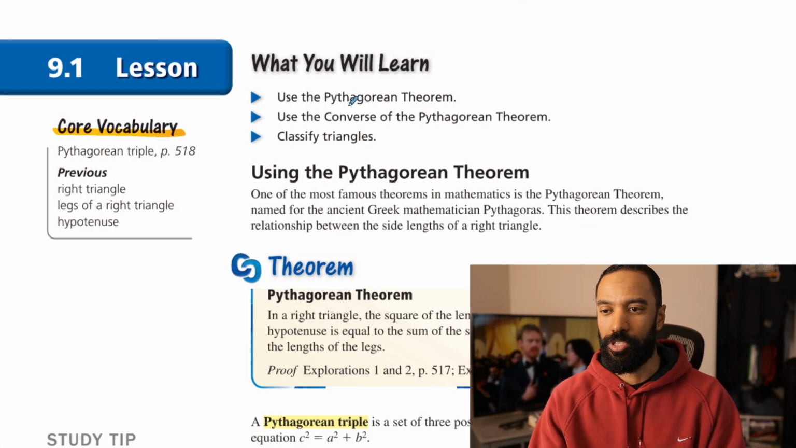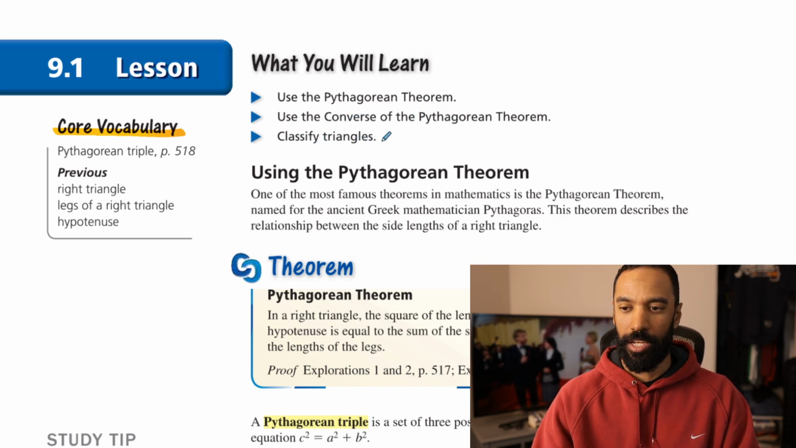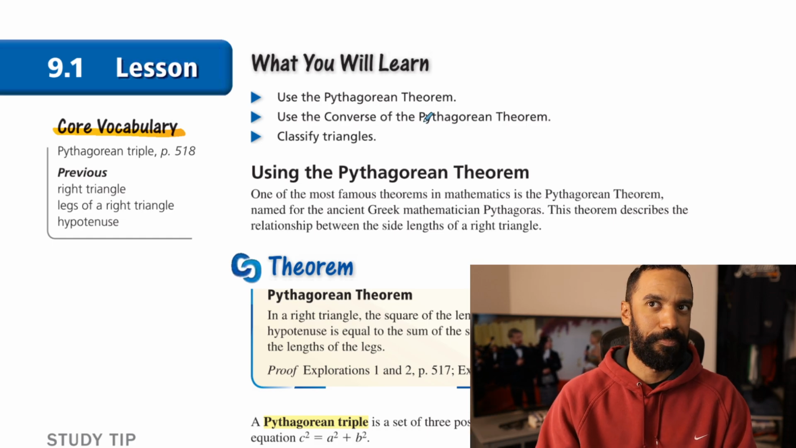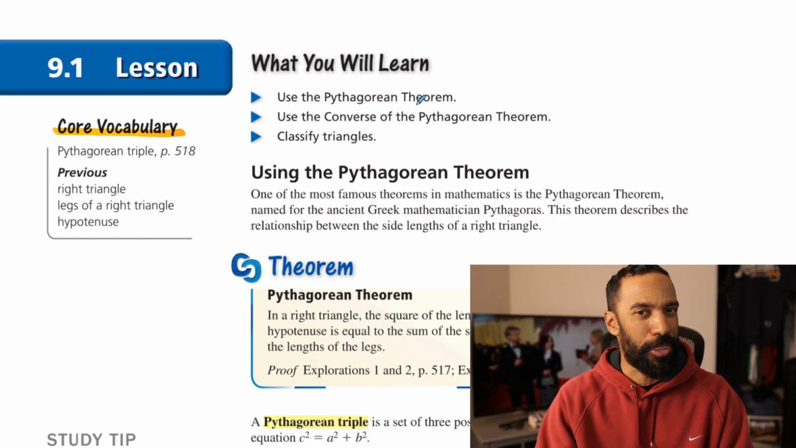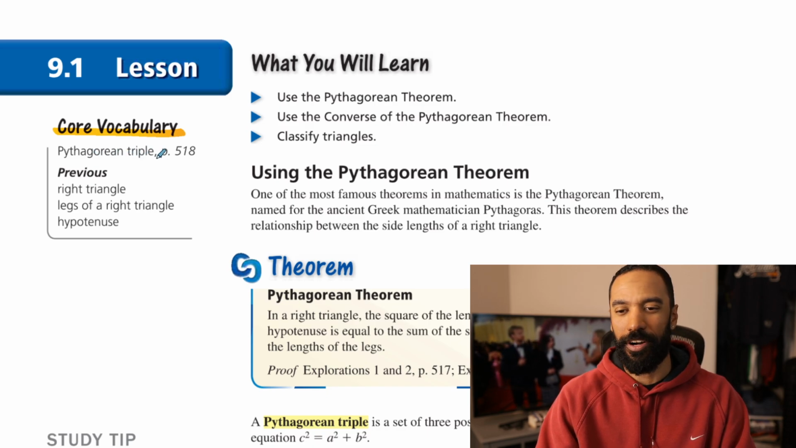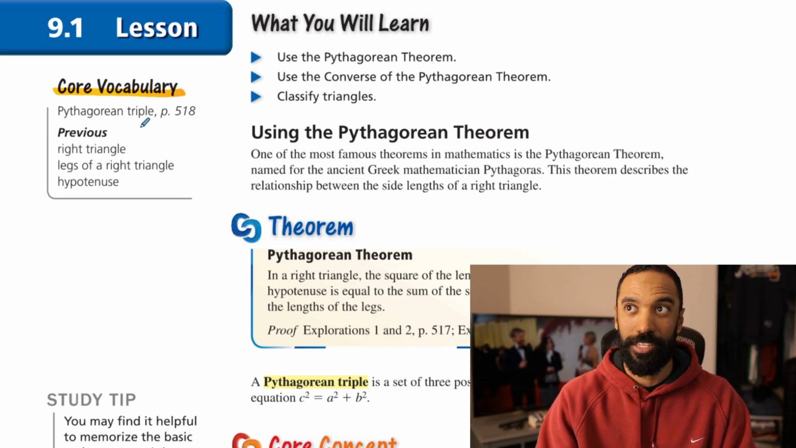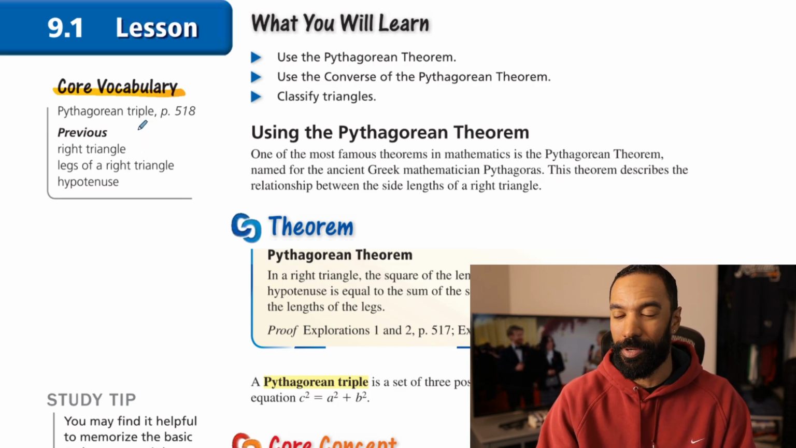We're going to learn to use the Pythagorean Theorem, the converse of the Pythagorean Theorem, and to classify triangles based on the Pythagorean Theorem, in a way. Pythagorean triple will be part of our new core vocabulary. I'm glad that they're introducing it here and now, so I don't keep saying, this is how I know what this is.